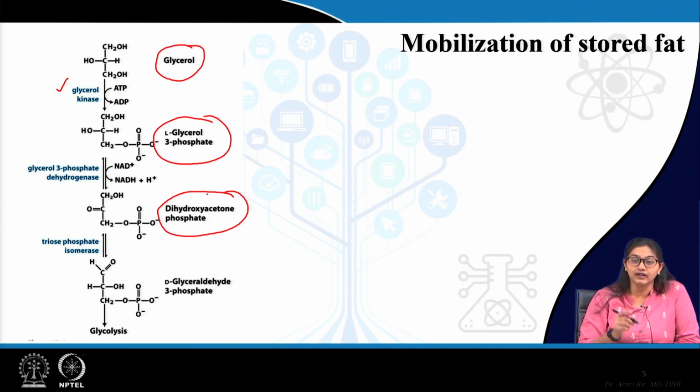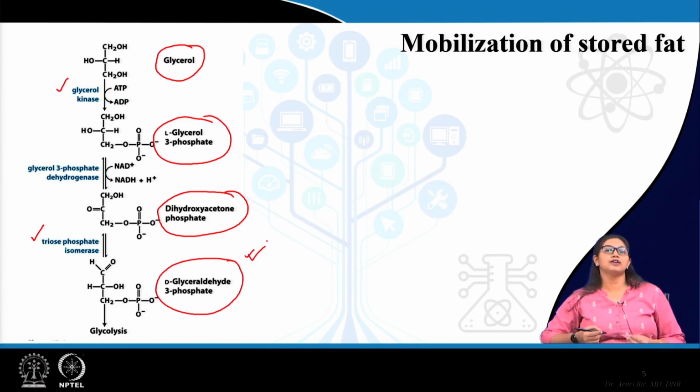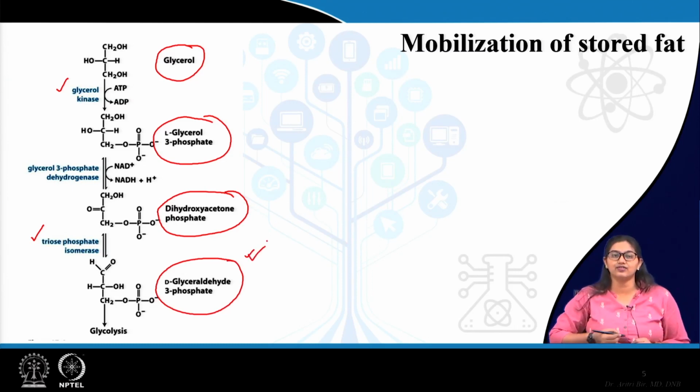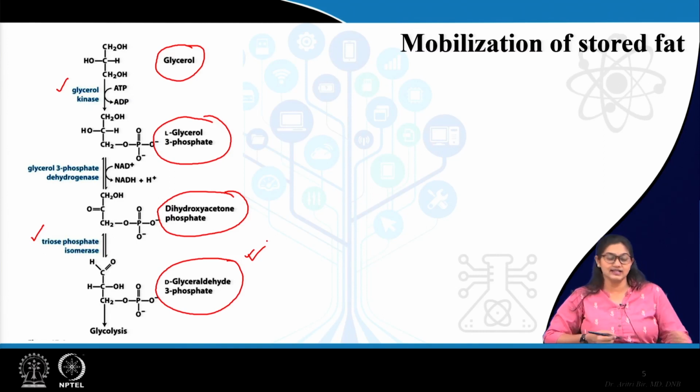Remember, that is one product important in glycolysis. Now, dihydroxyacetone phosphate is treated with another glycolytic enzyme, triose phosphate isomerase, to produce glyceraldehyde 3-phosphate, and if you remember the glycolysis class, this glyceraldehyde 3-phosphate further enters glycolysis. So, glycerol can enter glycolysis and follows the further reaction steps.